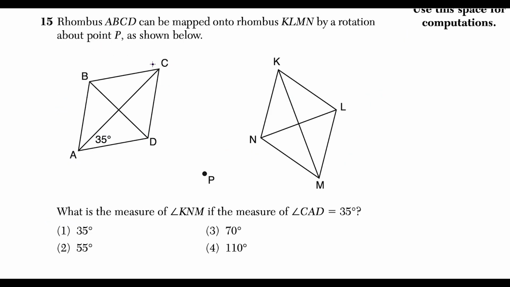So question 15, we have this rhombus ABCD is mapped onto rhombus KLMN by a rotation about point B. And what we want to find here is the measure of angle KNM, which is over here.